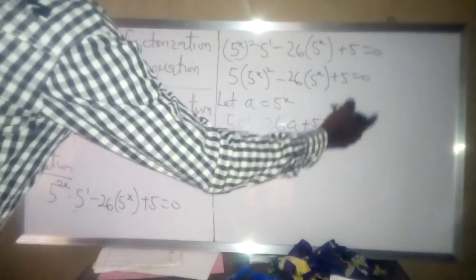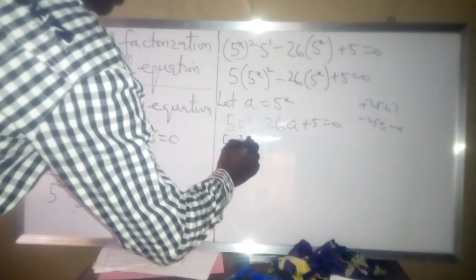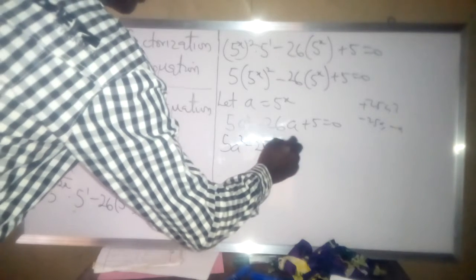We multiply 5 by 5, we have 25a squared. So we look for the factors of 25, that is plus 25a squared, which will give us minus 26a when we add them together. We could pick minus 25a and minus a. You check it out. So 5a squared minus 25a minus a plus 5 is equal to 0.